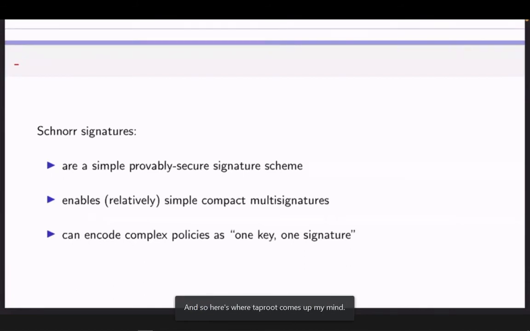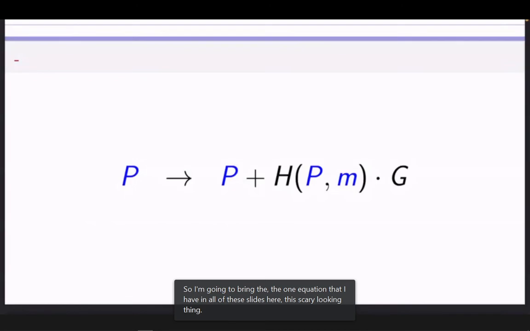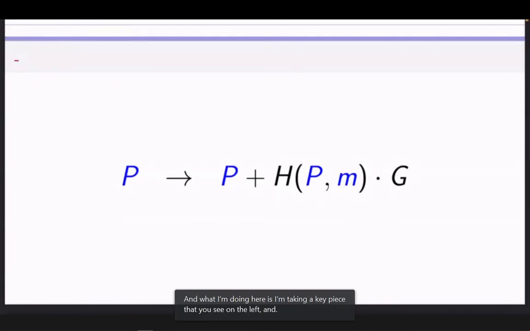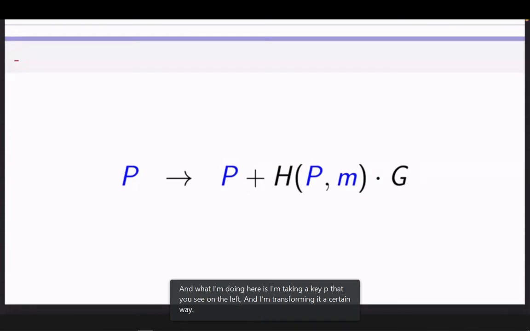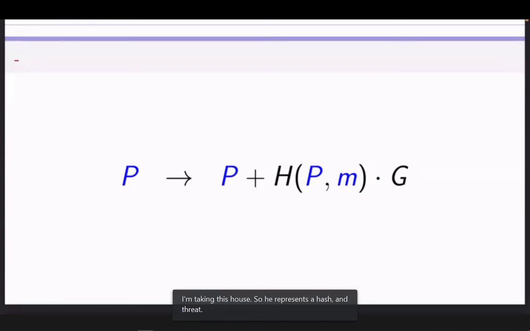So I'm going to bring the one equation that I have in all of these slides here, this scary looking thing. And what I'm doing here is I'm taking a key P that you see on the left, and I'm transforming it in a certain way. I'm taking this hash, so this H here represents a hash. I'm throwing a key in there, you can ignore that.